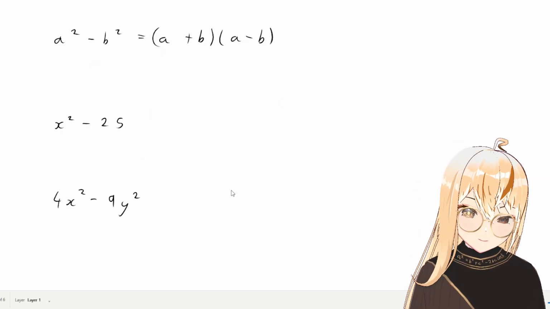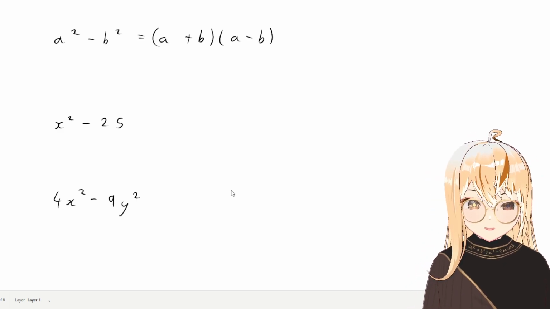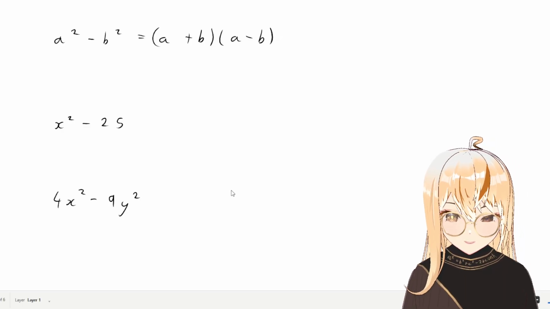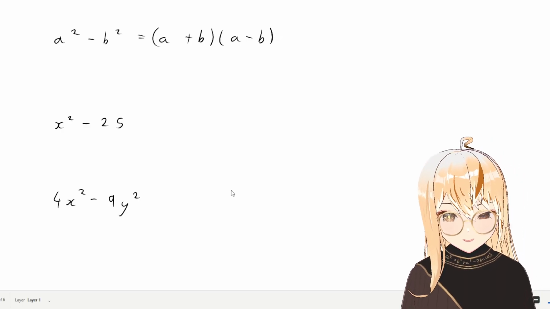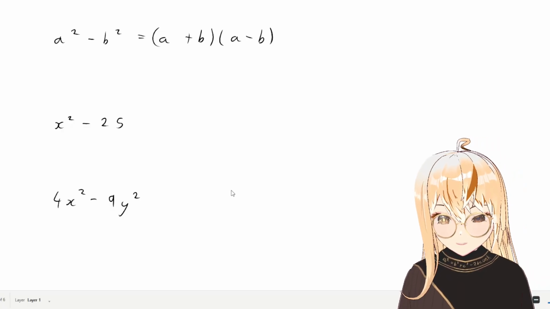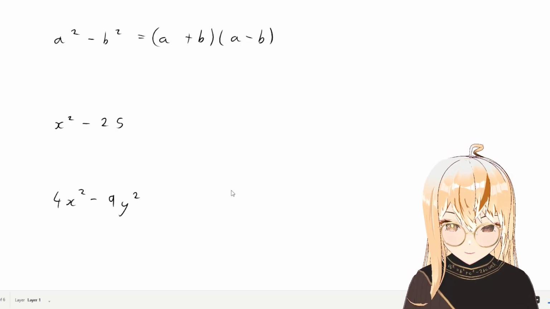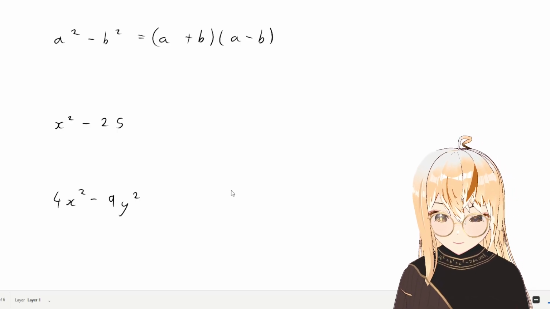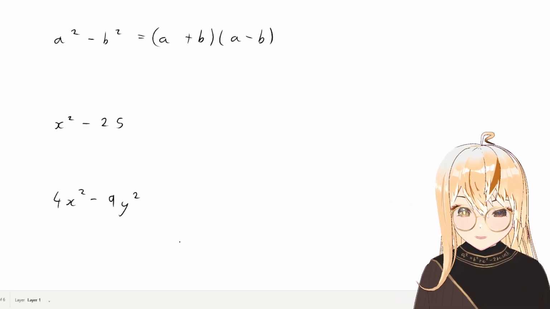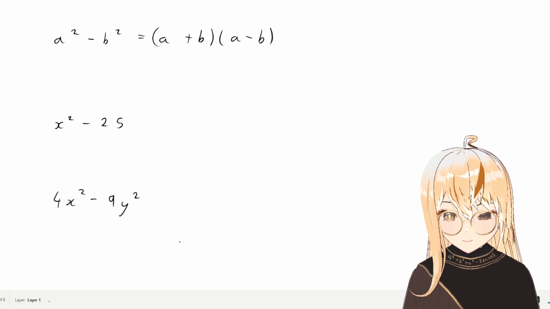Okay, now we're moving on to the difference of two squares, which I've said is a special case of a quadratic expression. A squared minus b squared. That's literally the difference of two squares, because a squared is a square, b squared is a square, and you're just subtracting. And it says that that is equal to a plus b, a minus b. This is useful to know, because in these examples right here, we've got x squared, which is a square, and 25, which is a square, and we've got the difference.